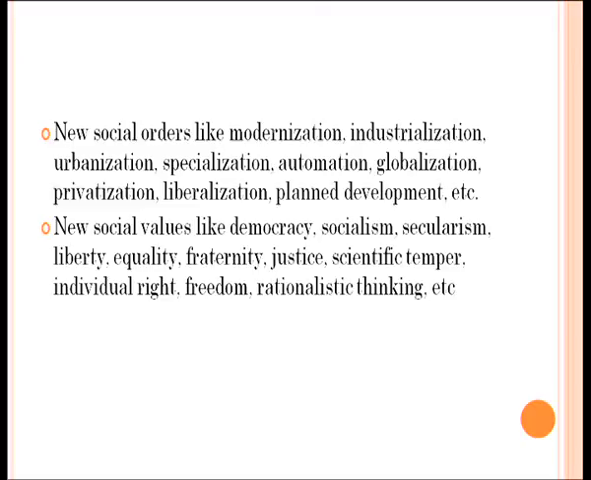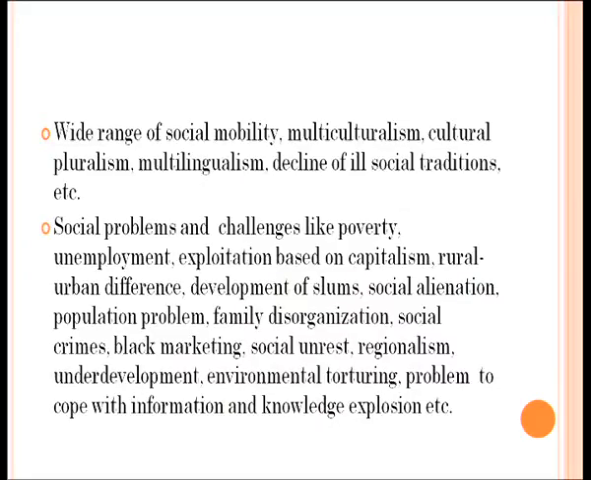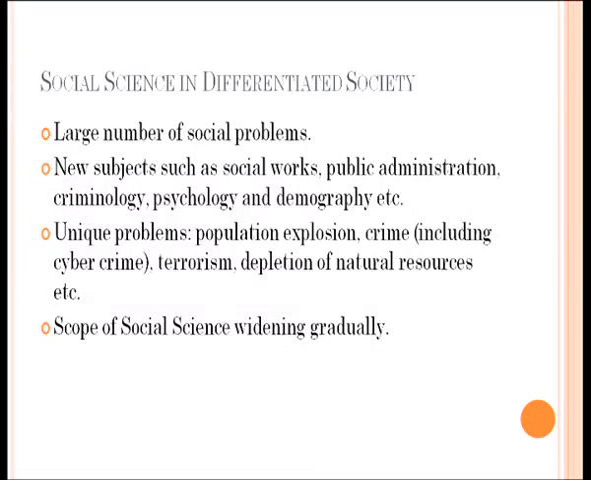New social values like democracy, socialism, secularism, liberty, equality, fraternity and so on. These are all in the ambit of social sciences. Wide range of social mobility, multiculturalism, multipluralism, as I told you, multi can be added to everything, multilingualism. Now, all this has led to various problems. And what are these problems? Poverty, unemployment, exploitation based on capitalism, then development of slums, social alienation, and the most serious problem, the population problem, leading to family disorganization, social crimes, black marketing, and so on.